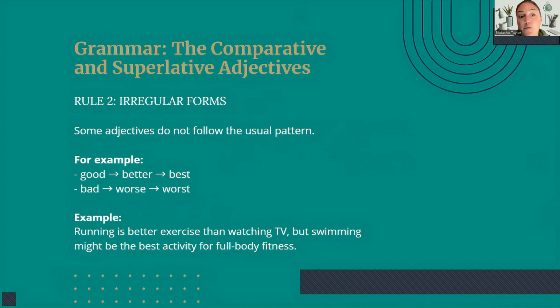And rule two is irregular forms. Some adjectives do not follow the usual pattern. For example, good to better to best, or bad to worse to worst. And here are some examples of that. Running is better exercise than watching TV, but swimming might be the best activity for full body fitness.